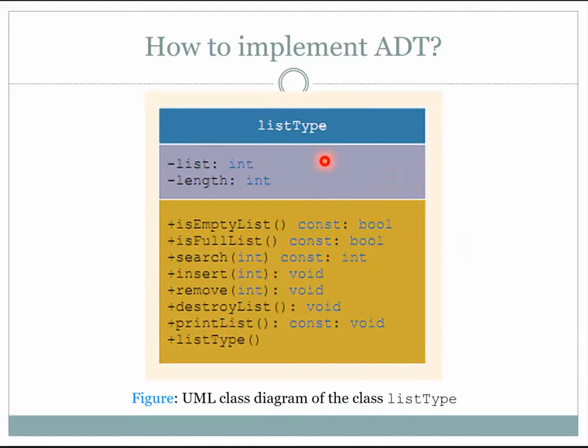So ini adalah contoh UML, Unified Modeling Language class diagram of the class list type. So ini adalah UML. Kita ada nama dekat sini, yang ini private member dan ini adalah a public member of this ADT.